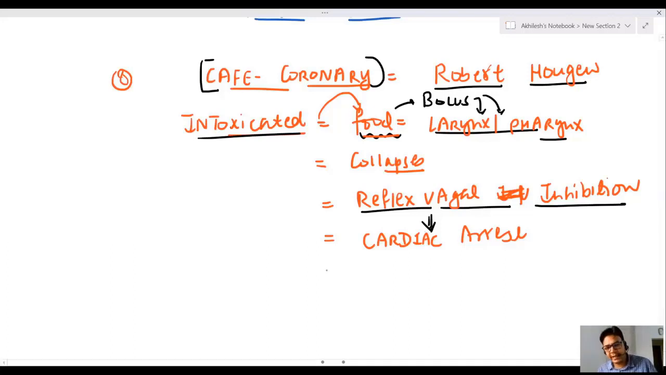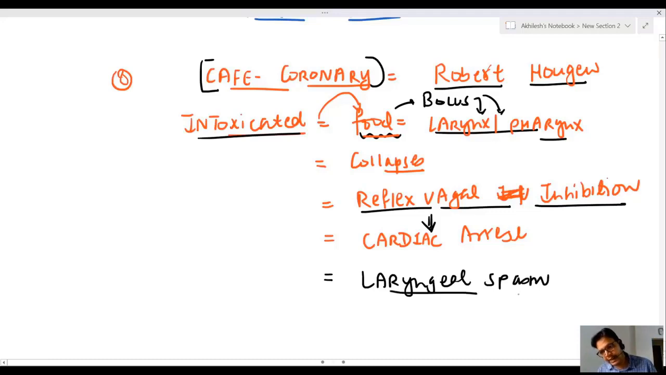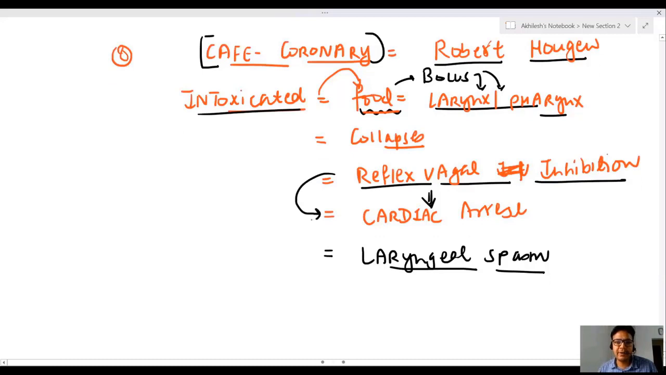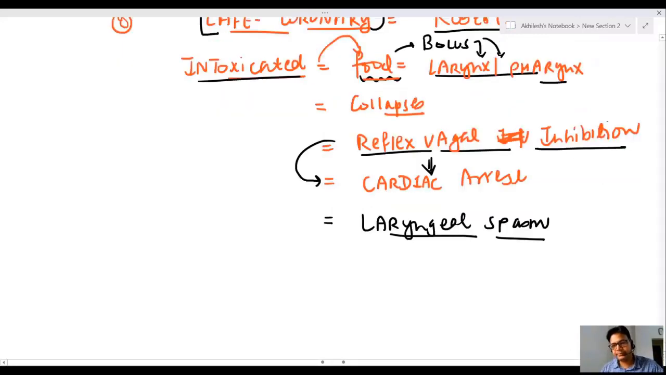Reflex vagal inhibition leading to cardiac arrest. The second cause of death may be laryngeal spasm. This phenomenon is known as cafe coronary. The first cause of death is cardiac arrest. This is cafe coronary. The second cause of death is laryngeal spasm.